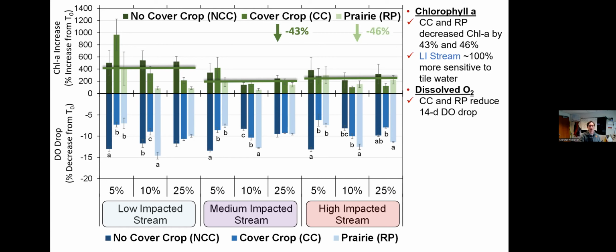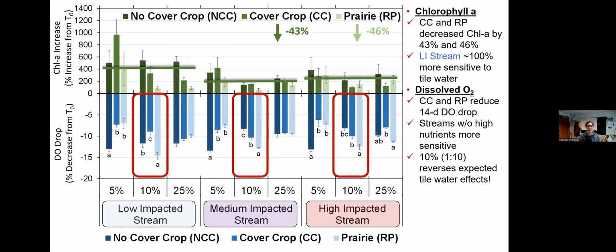The tile water from under cover crops and restored prairie reduced the drop in DO, or the consumption of DO, over that 14 days. Streams without high nutrients, so the low impacted stream, were also more sensitive to the dissolved oxygen drop.